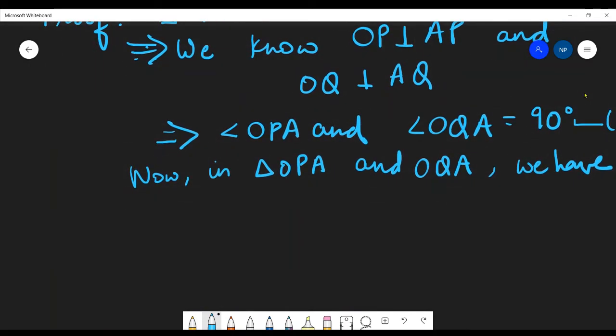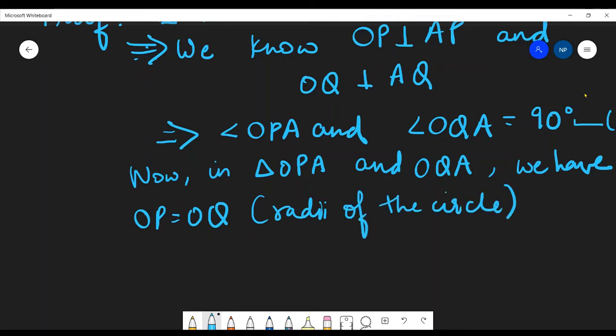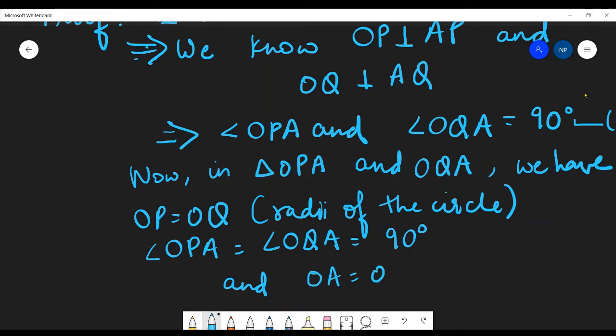the first thing we have is that OP is equal to OQ. Why is OP equal to OQ? Radii of the circle are always equal. So you are going to write radii of the circle, right? Then we also proved that the angles are equal. Angle OPA is equal to angle OQA, which is equal to 90 degrees, right? And one side is common, that is OA, and OA is equal to OA. So in brackets you will write common.